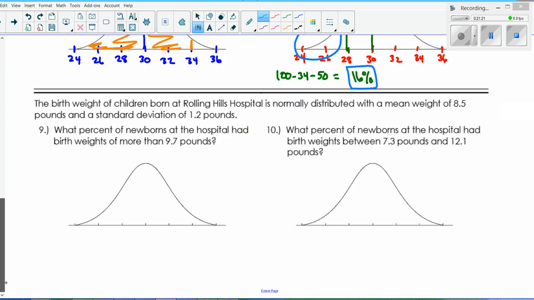Okay, so let's try again. Last one. The birth weight of children born at Rolling Hills Hospital is normally distributed with a mean weight of 8.5 pounds and a standard deviation of 1.2 pounds. Before I read this, I'm going to go ahead and fill in my normal curve. So this would be 8.5.